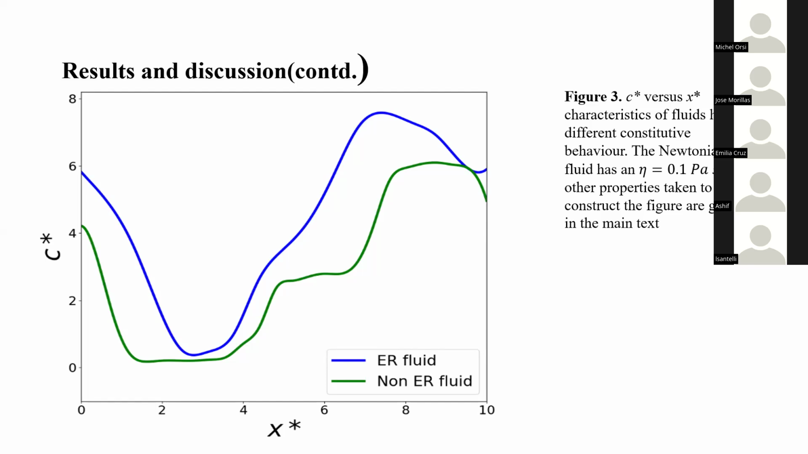This is figure 3, C star versus X star characteristics of fluids having different constitutive behaviors. The Newtonian fluid has a viscosity of 0.1 Pascal second. The other properties taken to construct the figures are given in the main text. Figure 3 shows the difference in ion concentration polarization between ER fluids and non-ER fluids. The ER fluid has a more pronounced enrichment zone as compared to non-ER fluids.